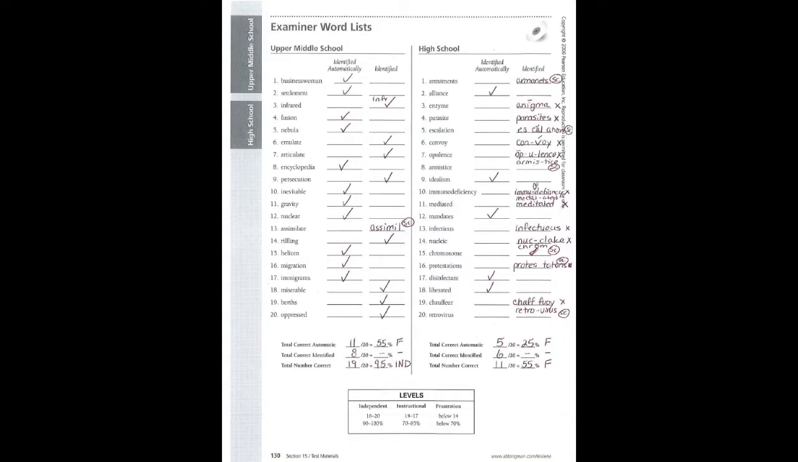So when we're looking at the next 2 word lists that the student did, the upper middle school and the high school, we're going to go down again to the bottom. Our total correct automatic was 55%, F for frustration, and then total number correct was 95% IND for independent. Then for our high school passage, we had 25% frustration for total correct automatic, and we had 55% frustration for total number correct. So let's look again at that completed student profile sheet for the word lists.